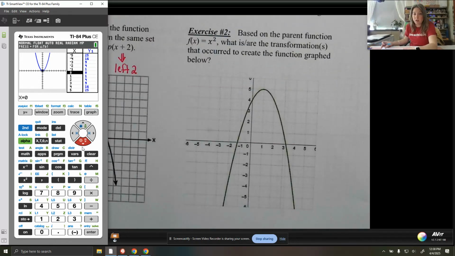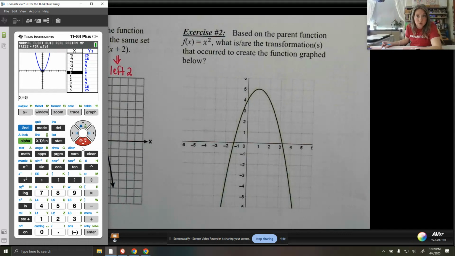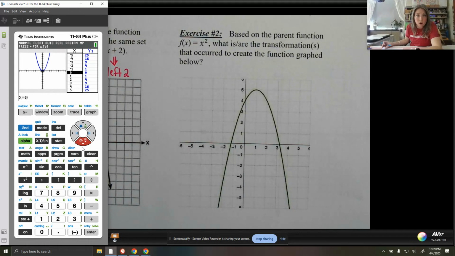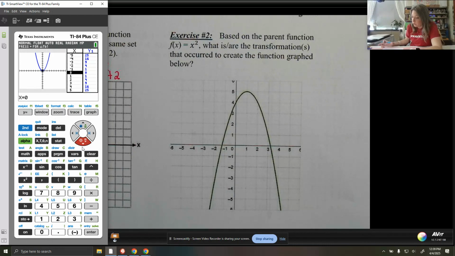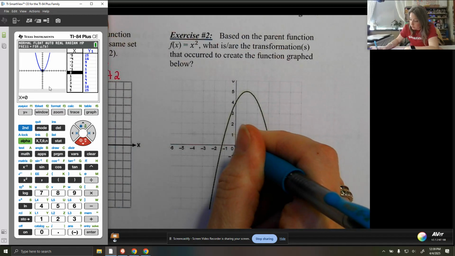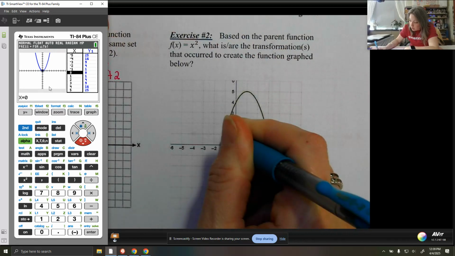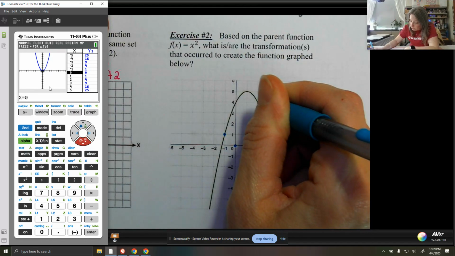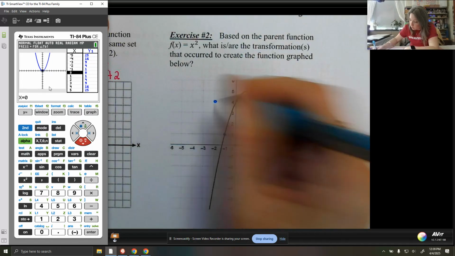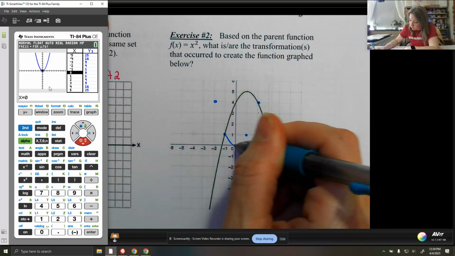Based on the parent function, f of x equals x squared, what are the transformations that occurred to give us this graph? Well, we know, and we've got it right here next to us on our graphing calculator, that our parent function, f of x equals x squared, has a vertex at 0, 0. So let's just consider this is what my original function looked like, with points at 2, 4 and negative 2, 4.